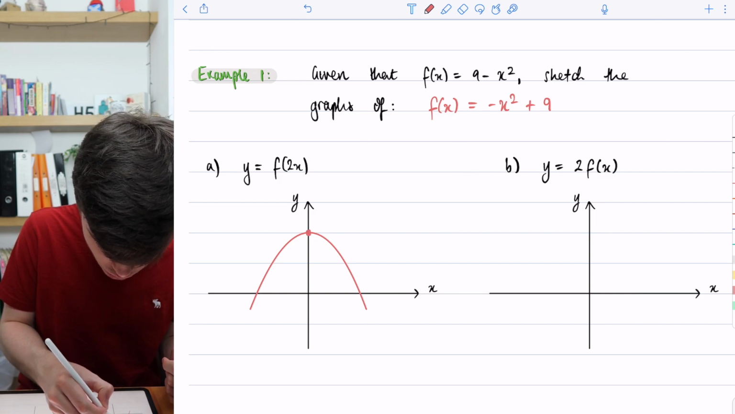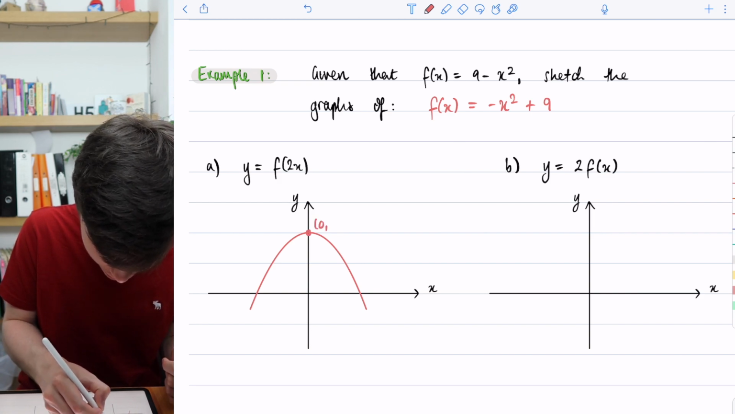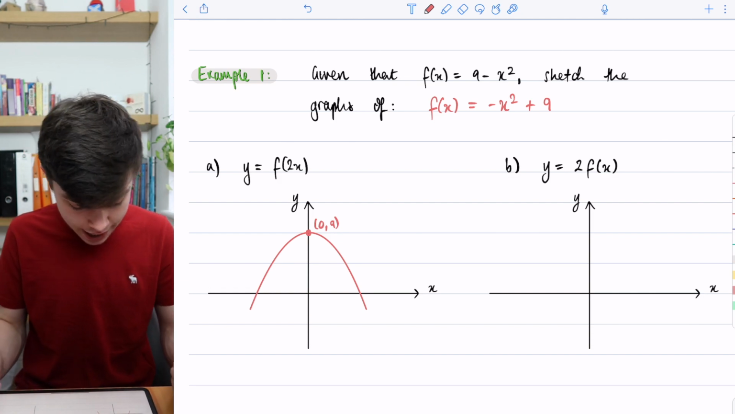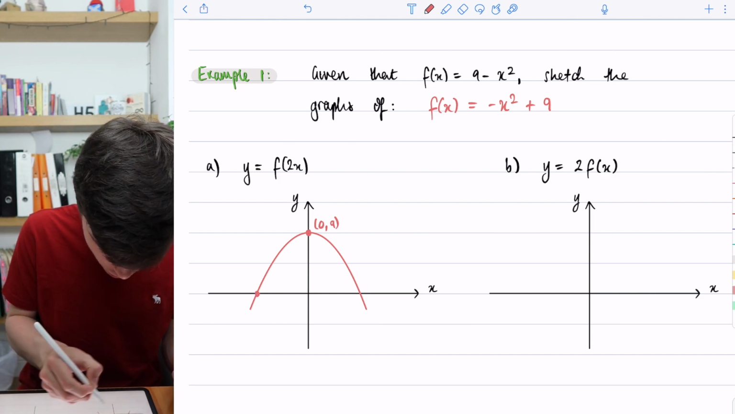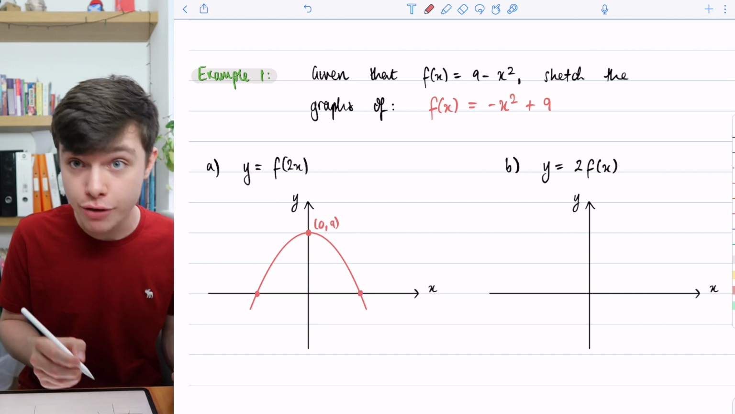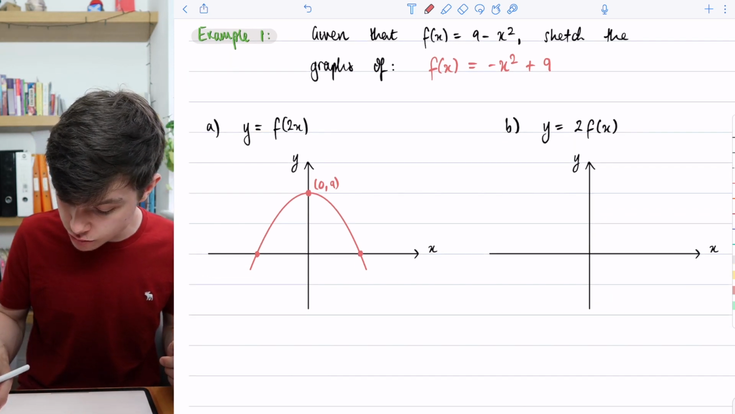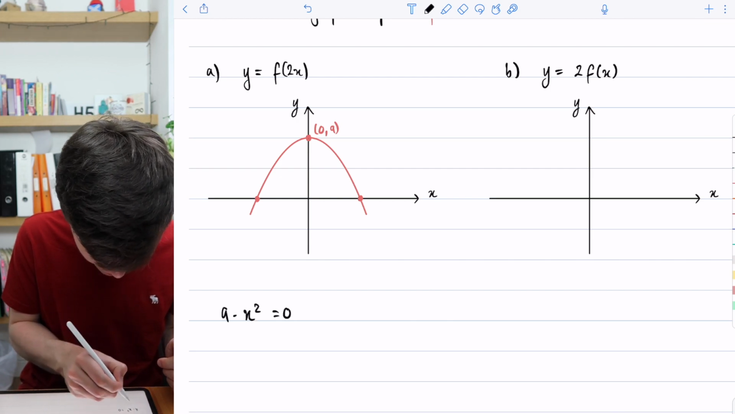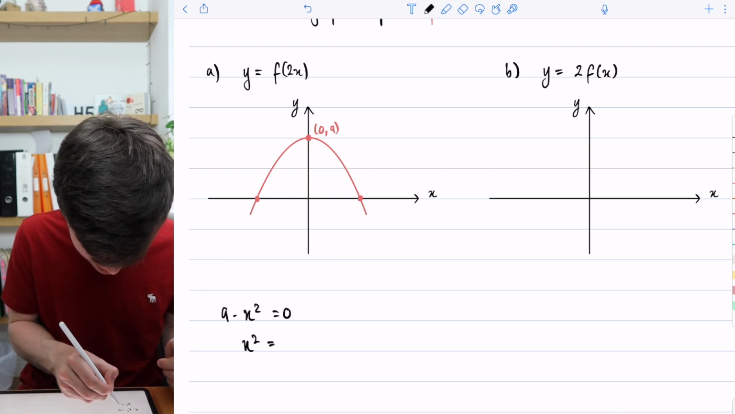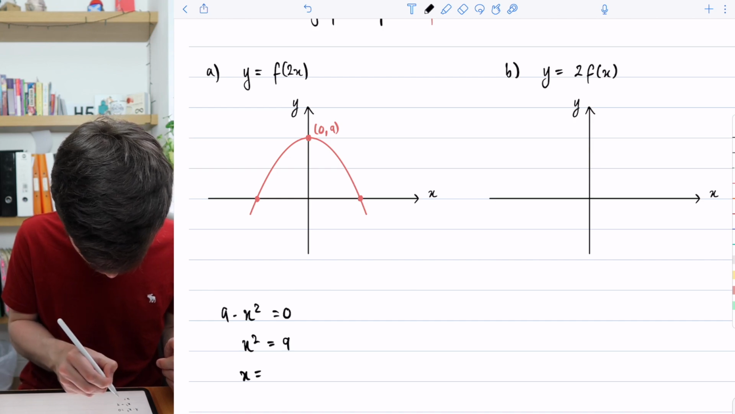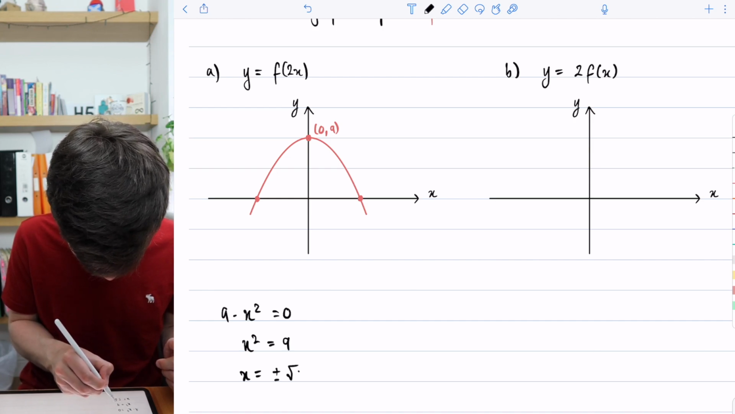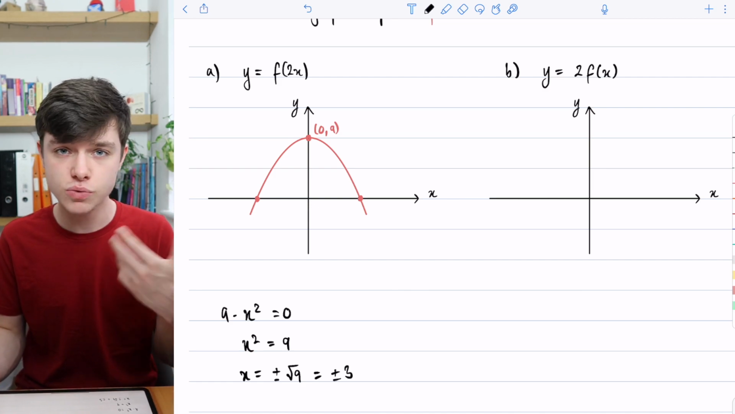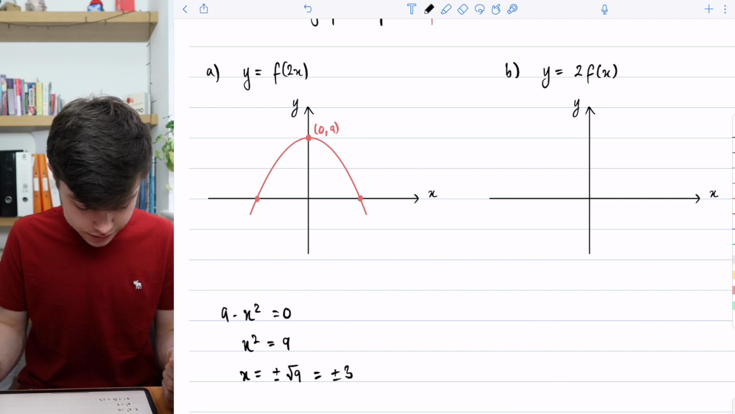The turning point will be, well, nothing in the x direction, 9 in the y direction because we moved it up by 9. And then we need to think about, what are those 2 points? Well, those are the roots. Let's work out the roots. 9 minus x squared is equal to 0. So x squared is equal to 9. Then x is equal to plus or minus the square root of 9, which we know is plus or minus 3. Okay, so just working out the roots, set equal to 0.